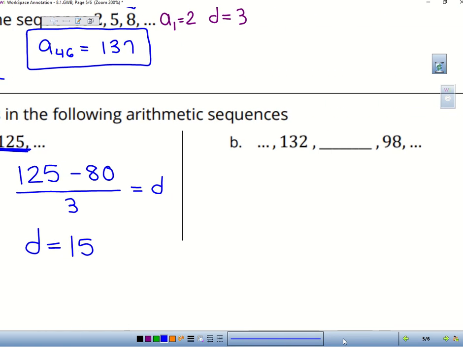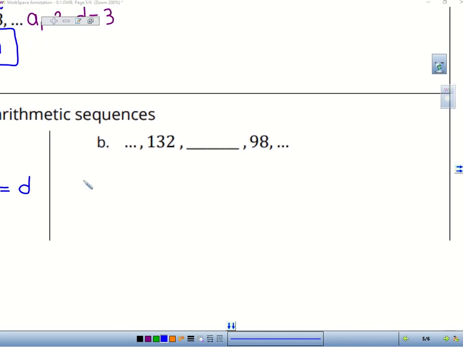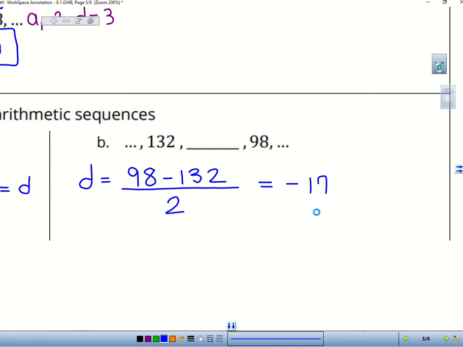So let's go ahead and try this one. D is equal to the last term after the spaces minus the first term before the spaces, all over the number of spaces plus 1, which is going to be 2. So this comes out to be negative 17.